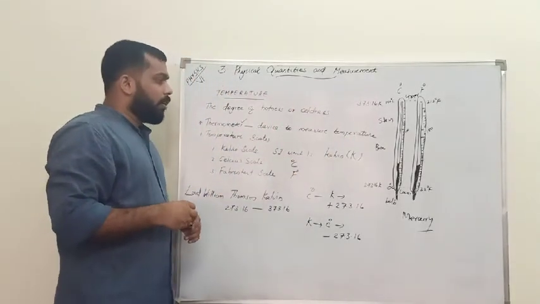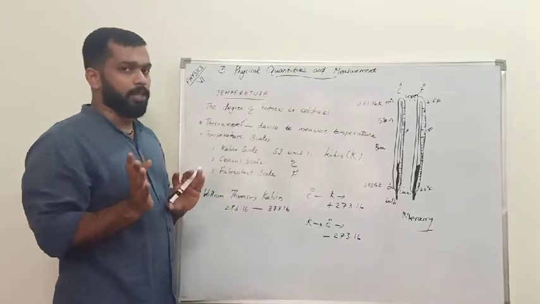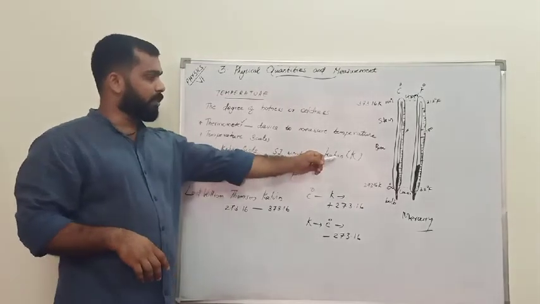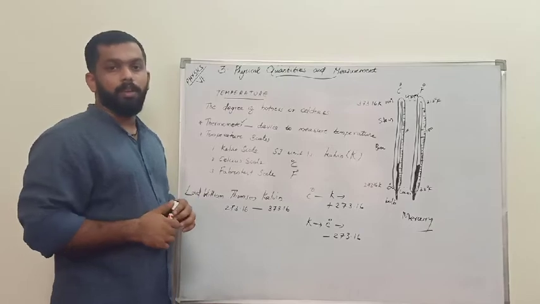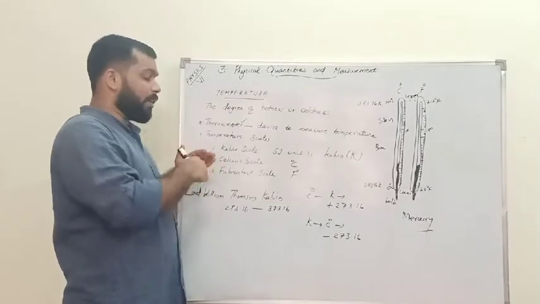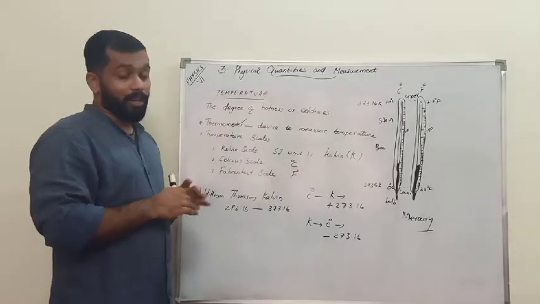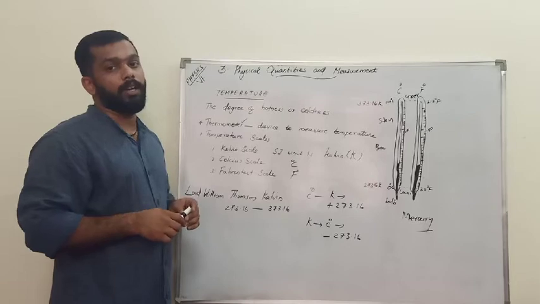Now, temperature scales. Normally the SI unit of temperature is Kelvin. The Kelvin scale is the standard international scale to measure temperature. Temperature is measured only in Kelvin in standard international units.